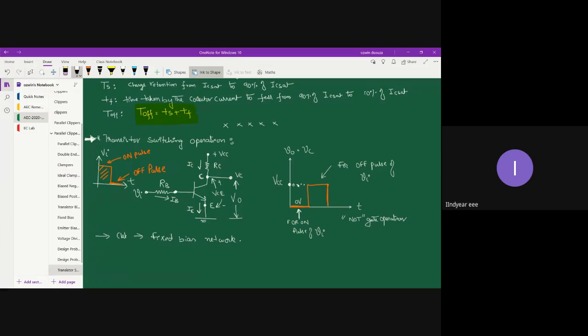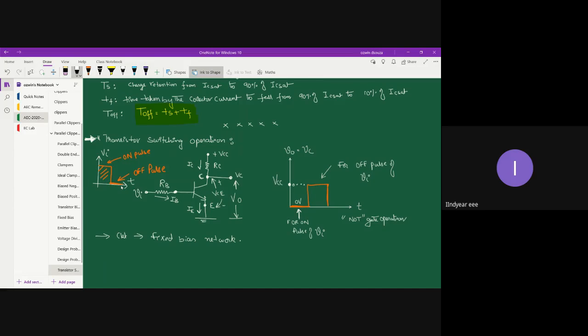Now, you look at the type of input which is connected at the base terminal. The input connected at the base terminal is a pulsed signal, right? Vi here represents a train of on and off pulses. So in short, you can call it a pulsed input. It will have an on pulse and an off pulse, and it's a periodic signal, so one cycle after the other, the shape of the wave repeats itself.